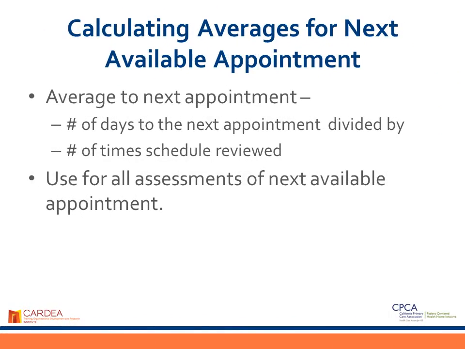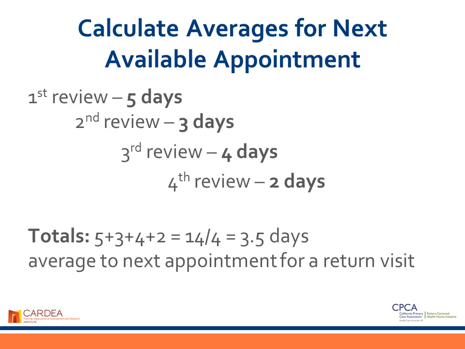To calculate the average number of days to the next available appointment by visit type or the next available appointment by provider, follow this approach. Count the number of days to the next appointment several times over a 2-week period. Add the number of days you found each time you reviewed the schedule. Divide the total number of days you found by the total number of times you reviewed the schedule. The result is the average number of days to the next available appointment.